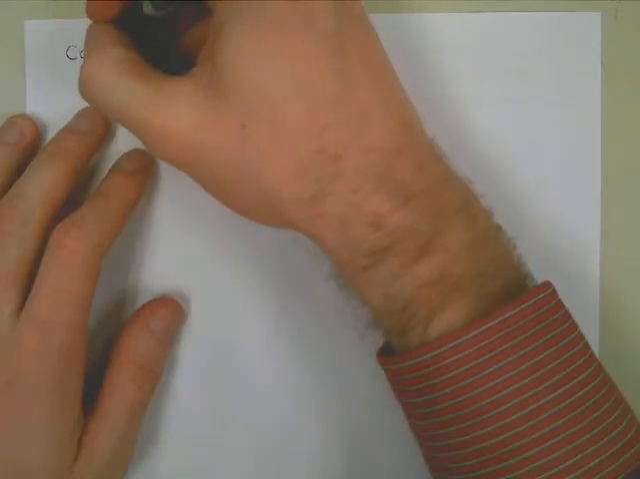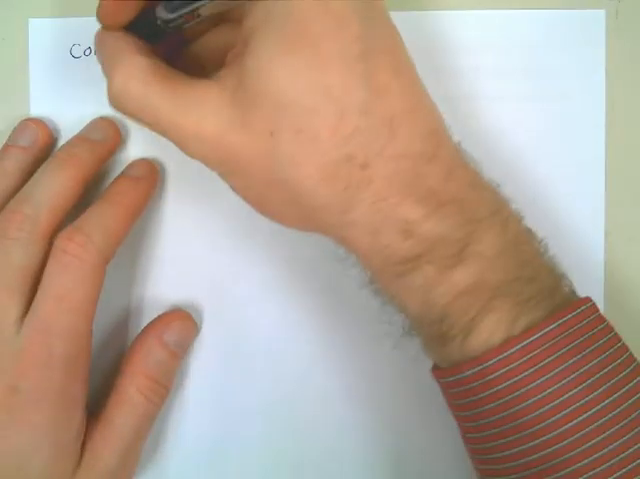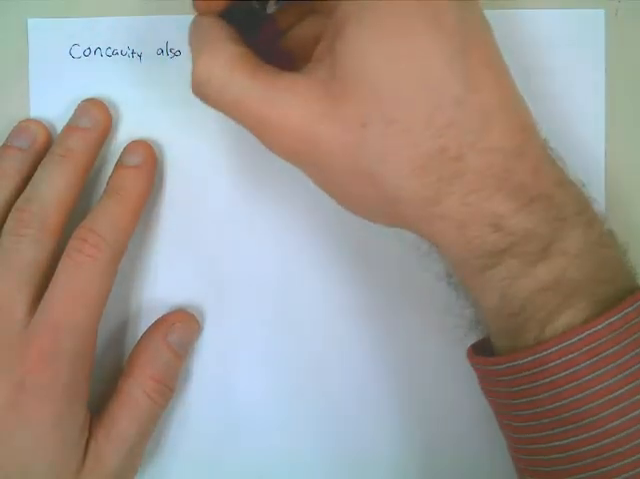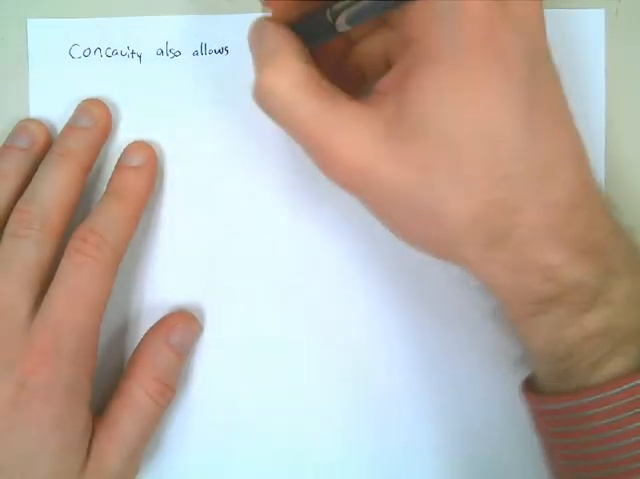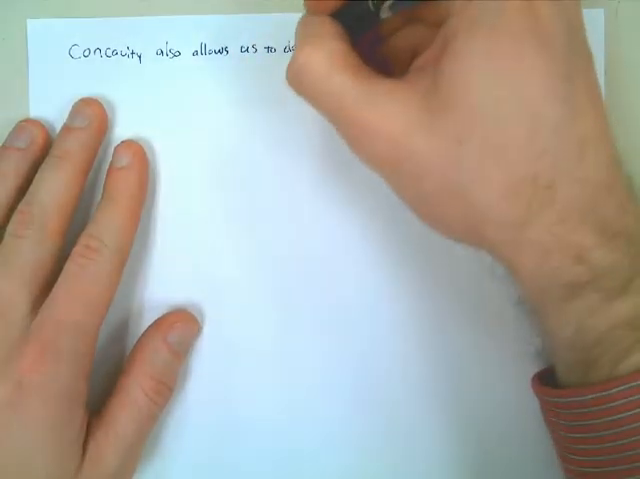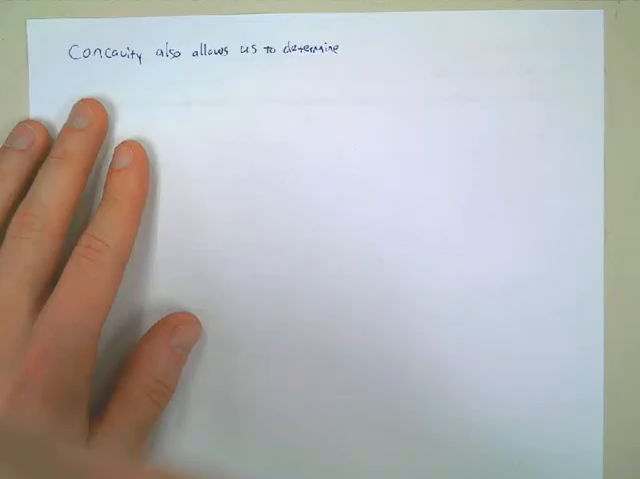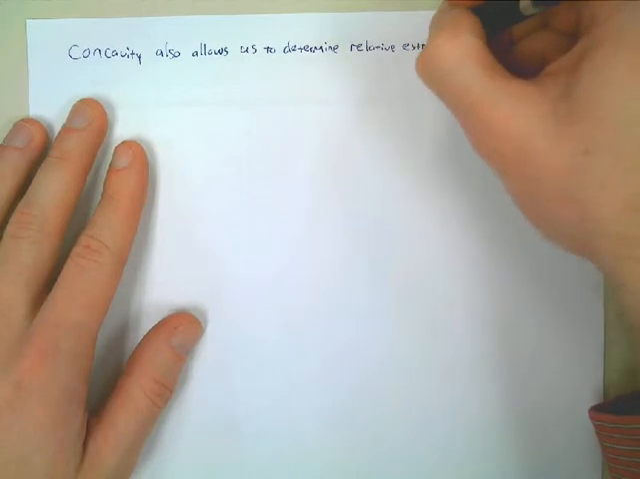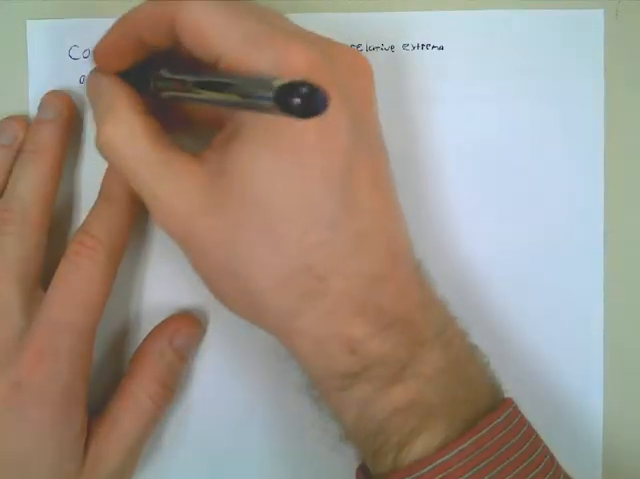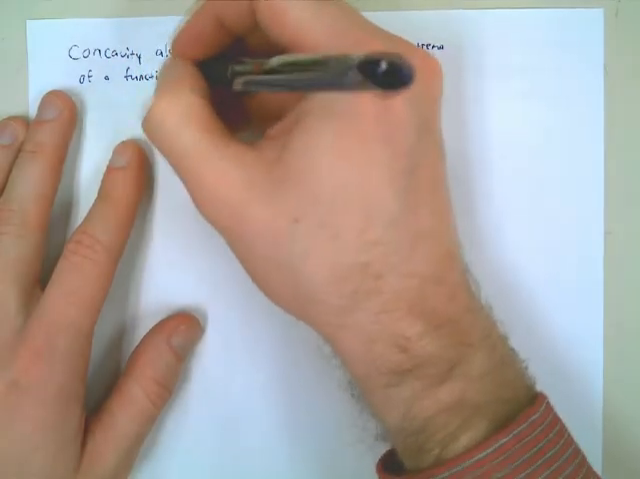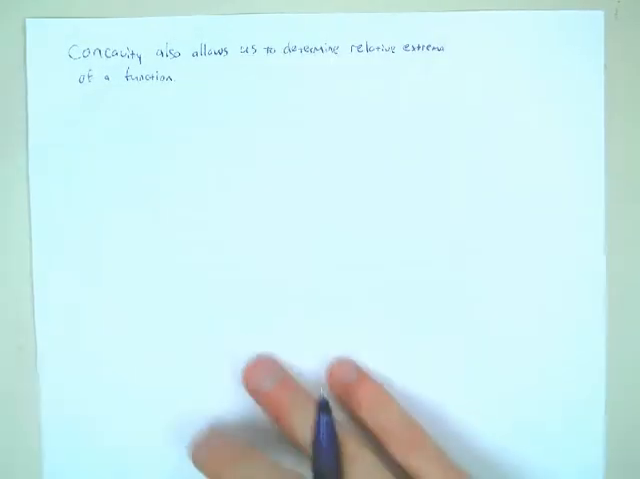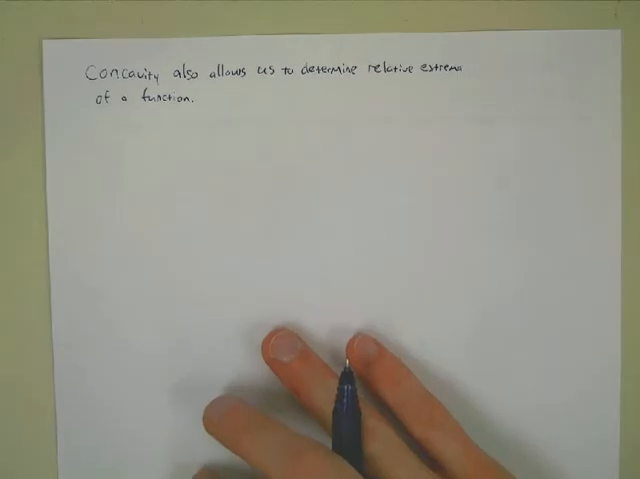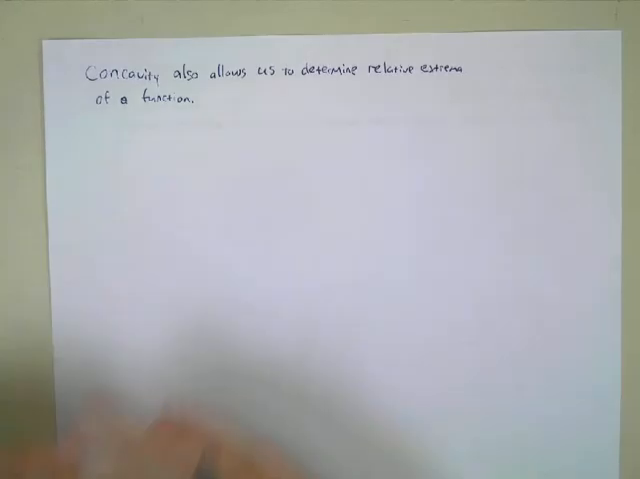All right, second derivative test. Let's do it. The second derivative test is like the first derivative test because it still just finds relative extrema. Concavity also allows us to determine relative extrema of a function.